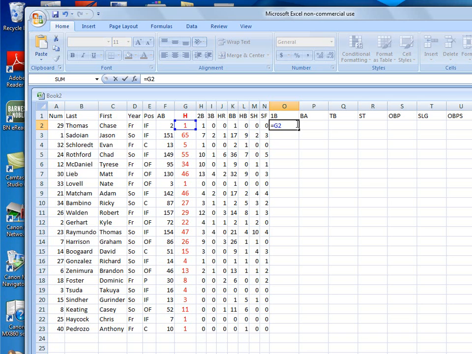And then just go slowly at first. Follow the formula exactly. Minus left paren 2B. So ask yourself, where is 2B? It's in H2. You can let Excel do some work for you just by clicking on where Chase Thomas's 2B is. It's right here. So H2 plus, and then do the same thing for 3B plus HR. There you go.